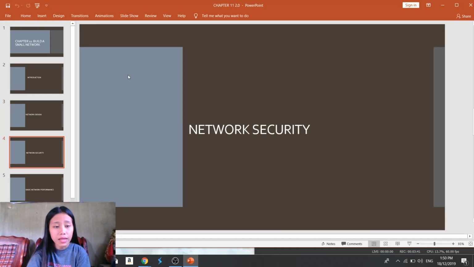And the next one is network security. In network security, we have information theft, data loss and manipulation, identity theft, and disruption of services. Information theft is breaking into a computer to obtain confidential information. This information can be used or sold for various purposes. For example, stealing an organization's proprietary information such as research and development information is considered information theft.